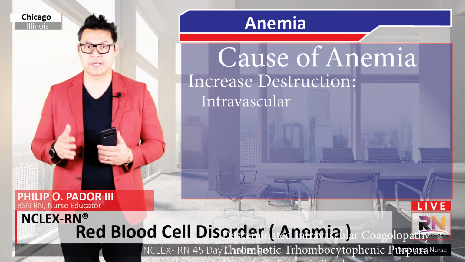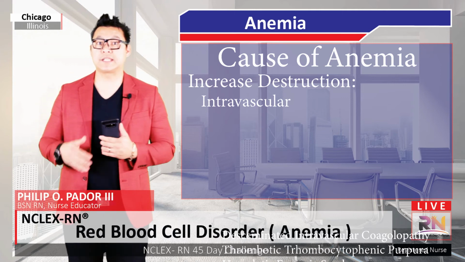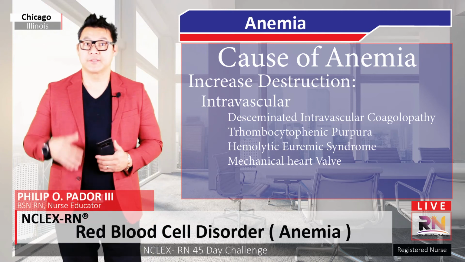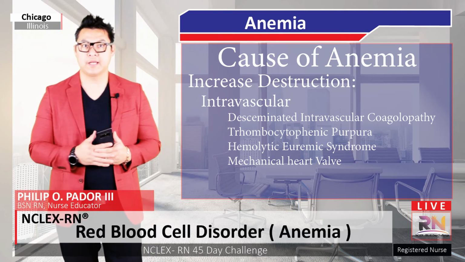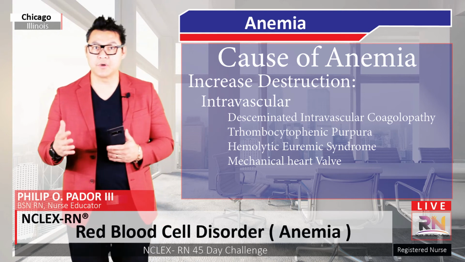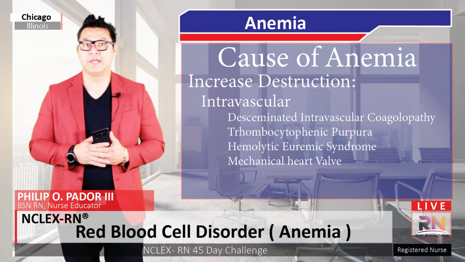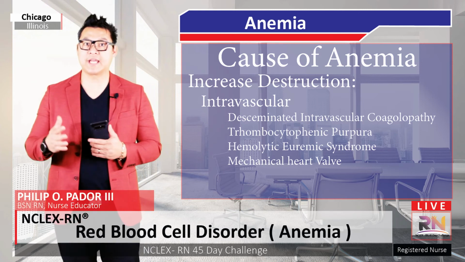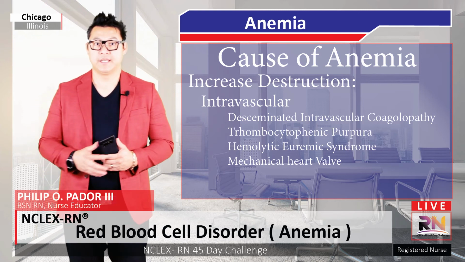Examples of intravascular hemolysis include disseminated intravascular coagulopathy, thrombotic thrombocytopenic purpura, hemolytic uremic syndrome, and mechanical heart valve, where the red blood cells die from the shear stress of the mechanical valve in the heart.